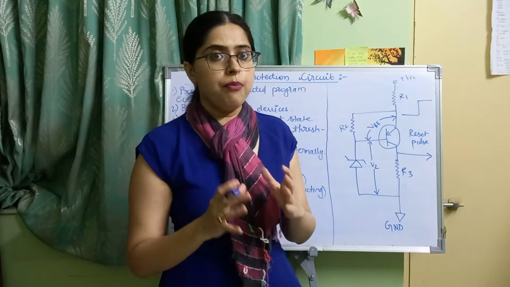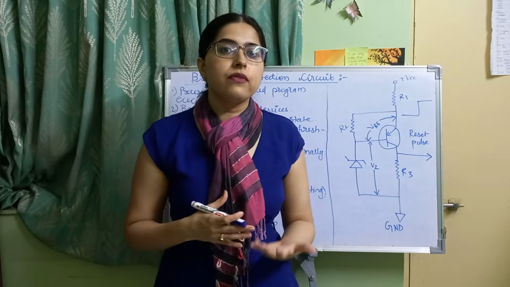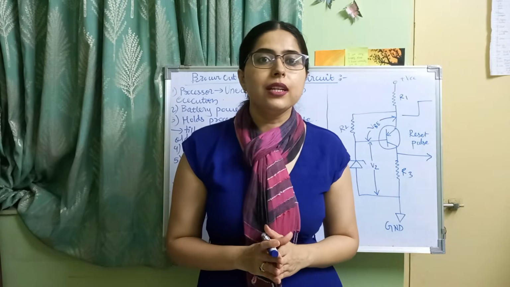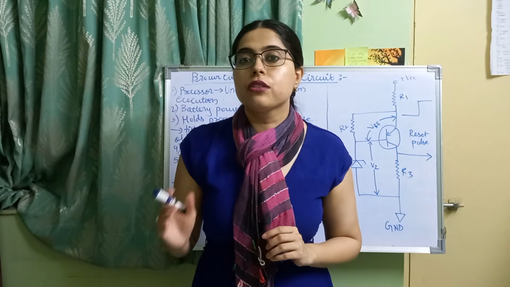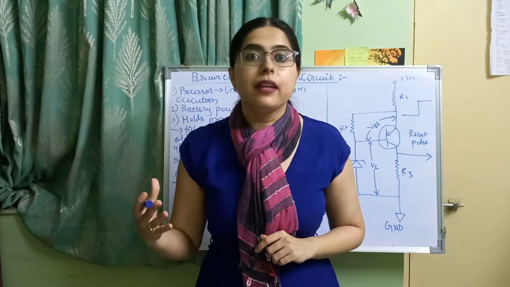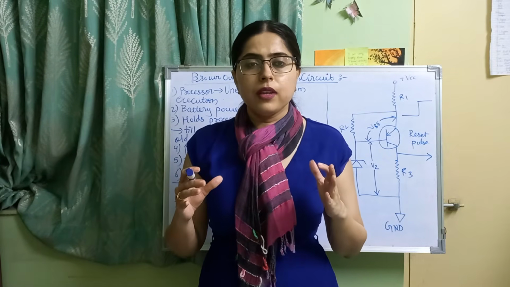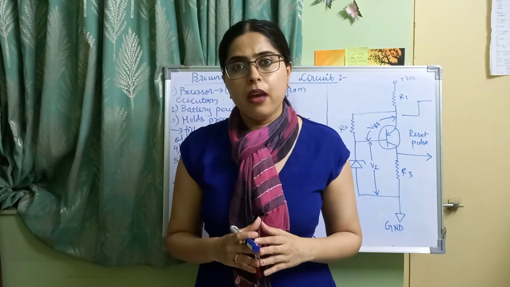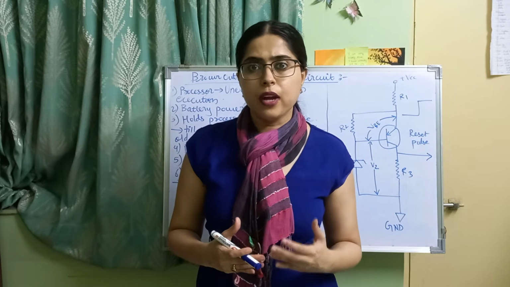Now there are components in this circuit, resistors R1, R2 and R3. Now what are the values of these resistances? Values of the resistances R1, R2 and R3 depend on the electrical characteristics of the transistor. Now what are the electrical characteristics of the transistor? It's the voltage and current ratings of the transistor. So voltage and current ratings we can get from the data sheet of the transistor, and according to those ratings we select the values of R1, R2 and R3.